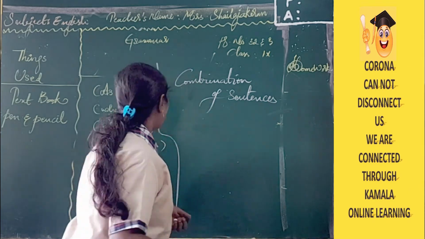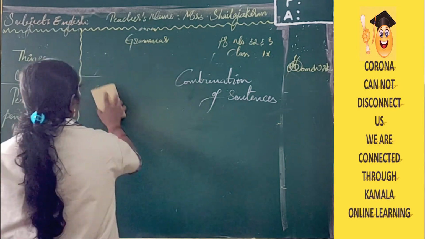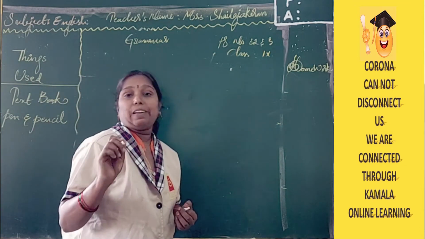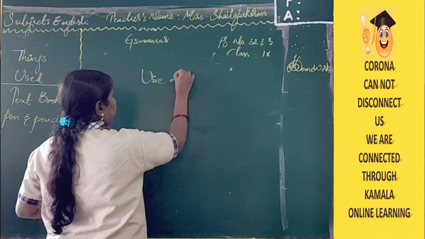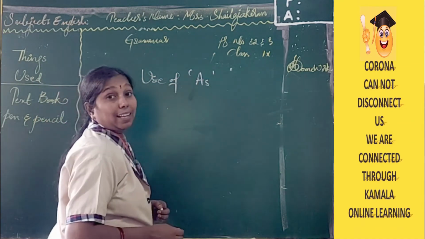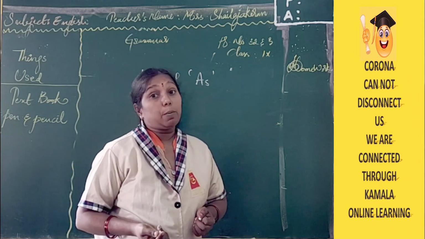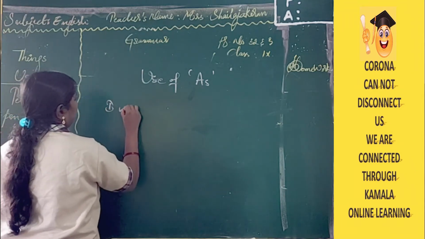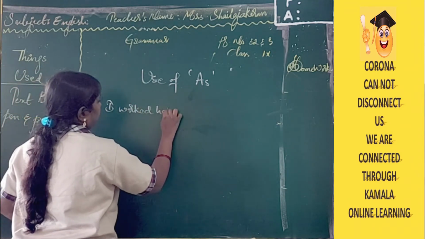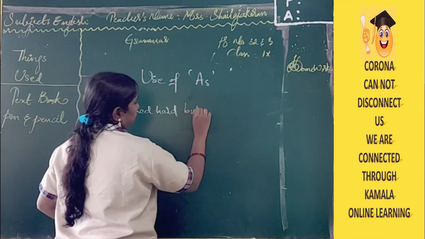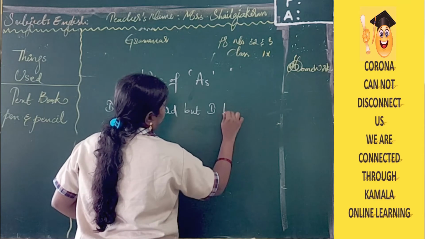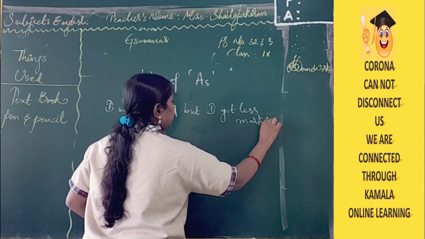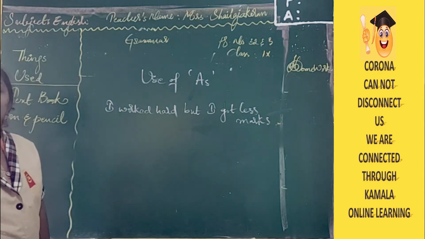Now you see here, if you understood one thing first, I told you how two classes will be added. Now I will tell you how to use as. Use of as: how to use as with two classes, subordinate and main. How to identify subordinate and main, I will tell you now. See here, I worked hard, but I got less marks.